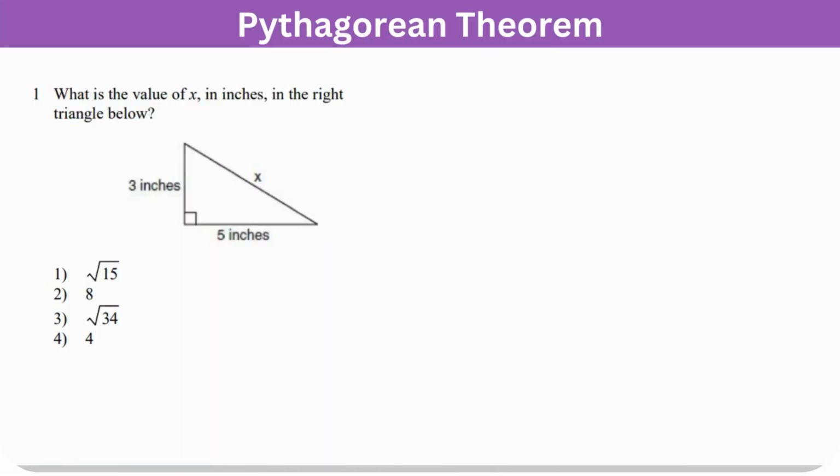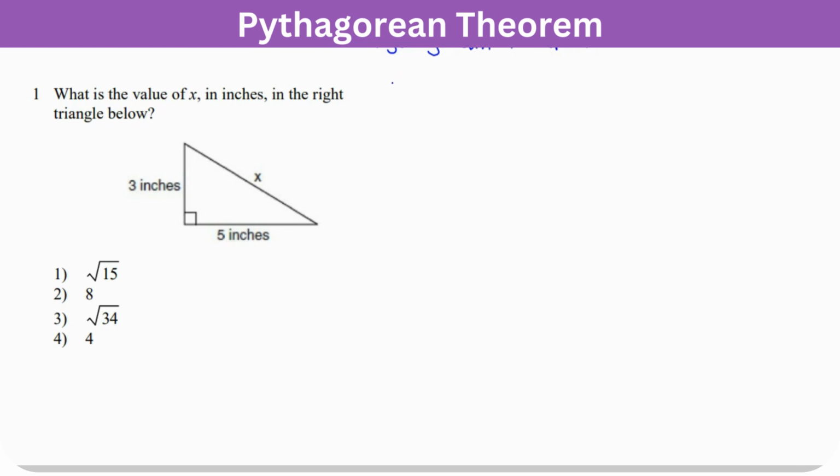All right, so what is the value of x in inches in the right triangle below? So this is a right triangle, and we're looking for the sides, not the angles. We're looking for the length of the sides. So there is this rule for right triangle type of calculations. We have what we call the Pythagorean theorem, okay? And the Pythagorean theorem helps you show the relationship between the side lengths of a right triangle.